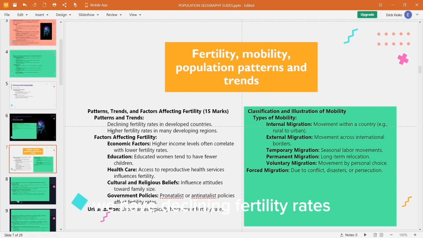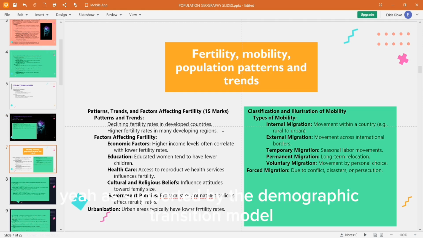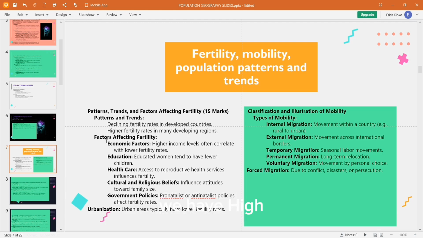We have declining fertility rates in developing countries, which is supported by the demographic transition model. We have high fertility rates in many developing countries. Those are just patterns and trends. Let's go to factors affecting fertility. We have economic factors, educational factors, health factors, cultural and religious beliefs, and government policies.